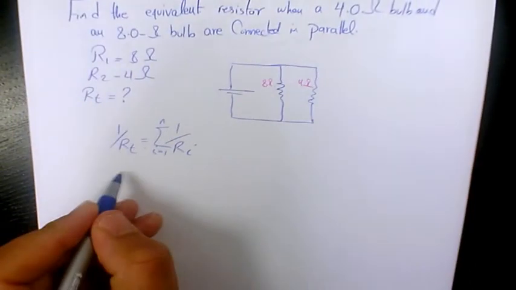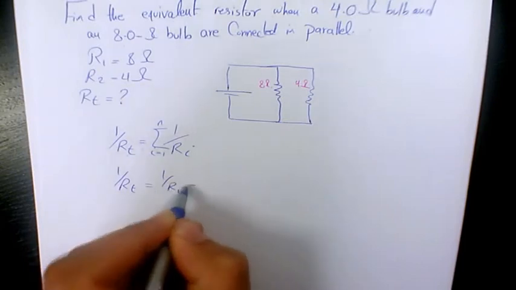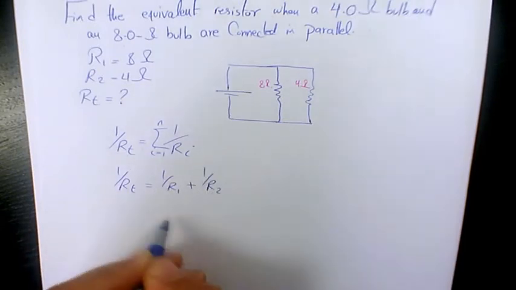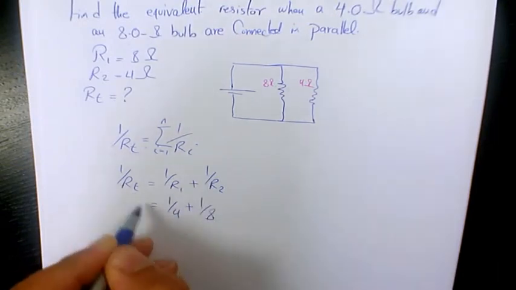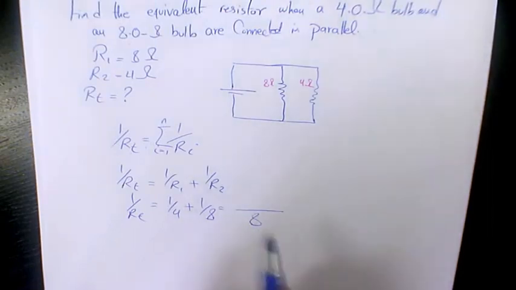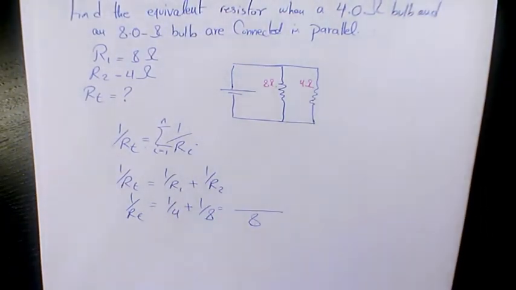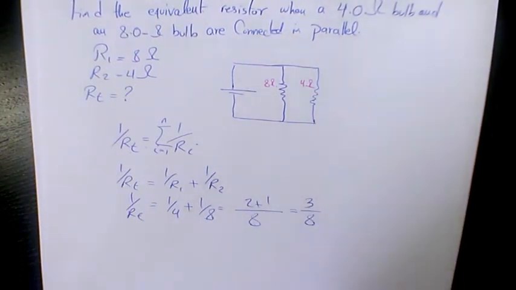So in this case, it's going to be 1 over RT equals 1 over R1 plus 1 over R2. So it will be 1 over 4 plus 1 over 8. We need to add these two with a common denominator. So we multiply it by 2, multiply it by 2 here. So it's going to be 2 plus 1, 3 over 8.